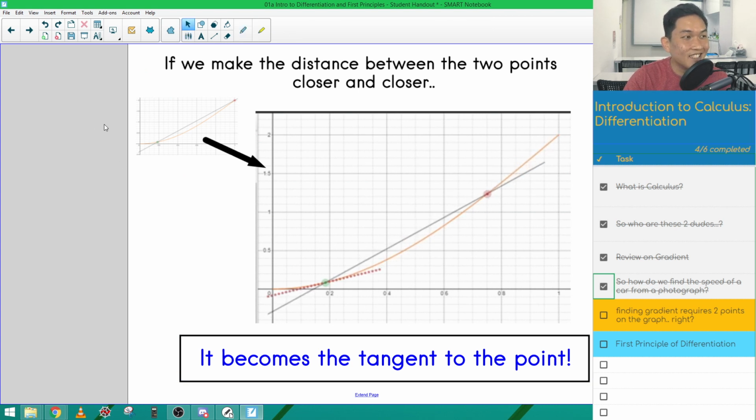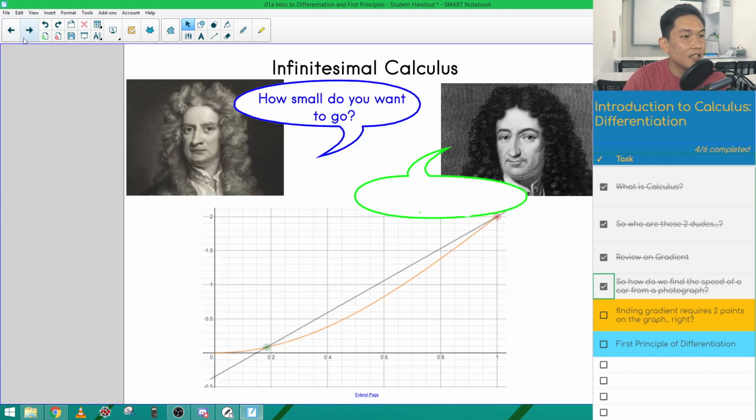Cool, right? So let's look at this. As it comes closer and closer, you can see the slope of the black line becoming exactly the slope of the red dotted line. Okay, so next, you can see again Newton and Leibniz. Of course, in reality, they didn't say this. They didn't get along, and they discovered this on their own, sort of. So Newton says, how small do you want to go? And Leibniz replies, as close to zero as we can. So let's look at how to do this technically. Let's get down into the details.